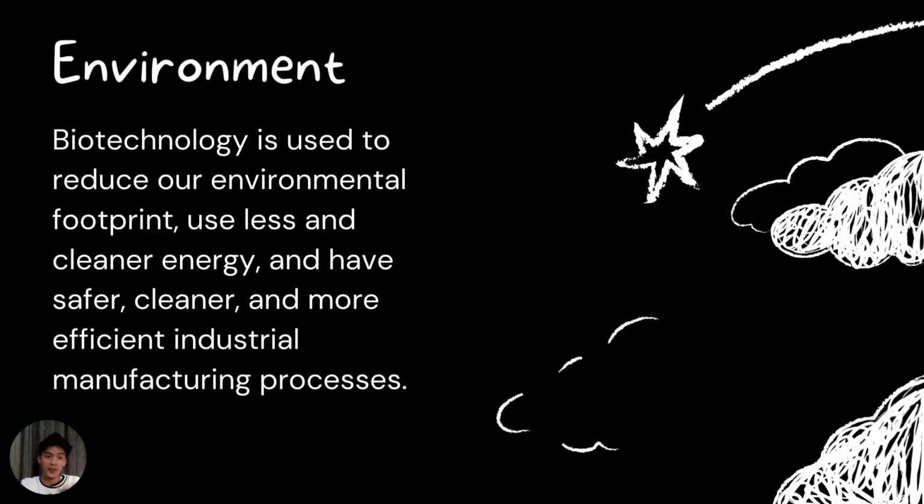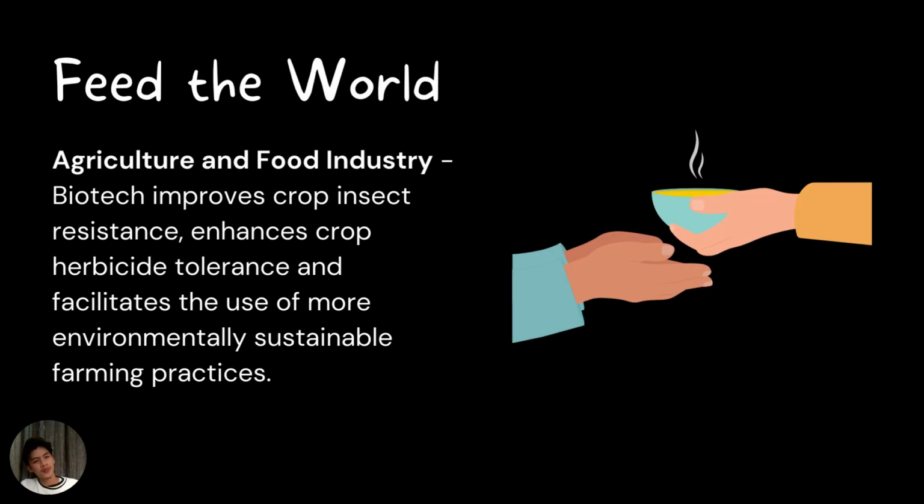So in the aspect of environment, biotechnology is used to reduce our environmental footprint, use cleaner energy, and have safer, cleaner, and more efficient industrial manufacturing processes. So biotechnology does not just save humans, but it also saves nature. So it is like hitting two birds with one stone.